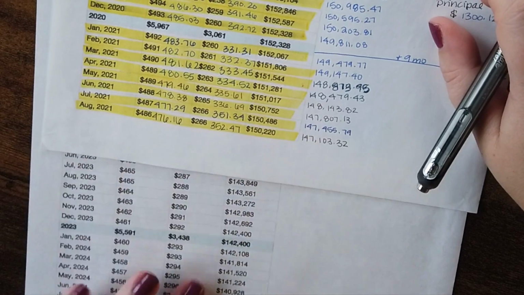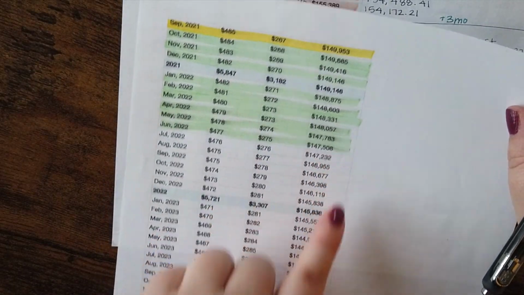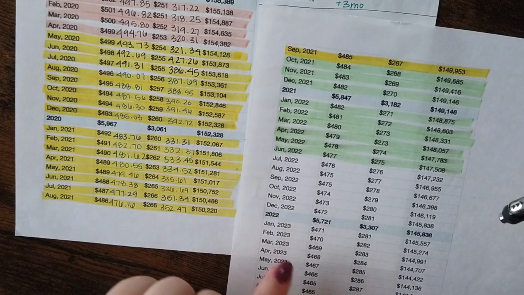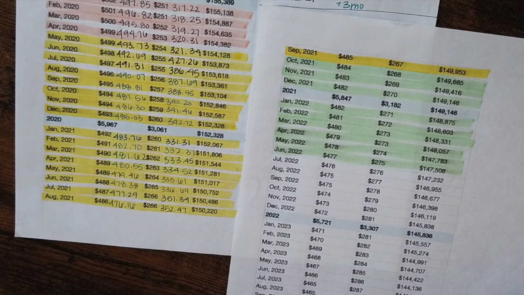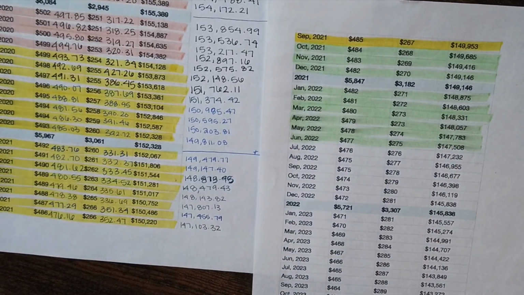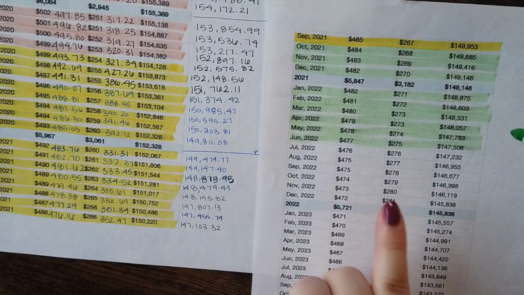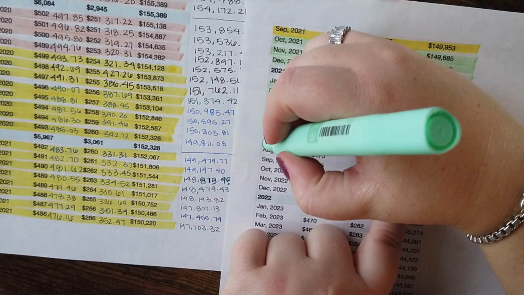And so the next piece of this, which has to do with the colors, is I go ahead and highlight as I surpass the balances I was scheduled to be at. So let me get my green highlighter here. I'm doing a different color per calendar year. Okay, so 147,103 is the magic number. So that is definitely lower than 147,232.